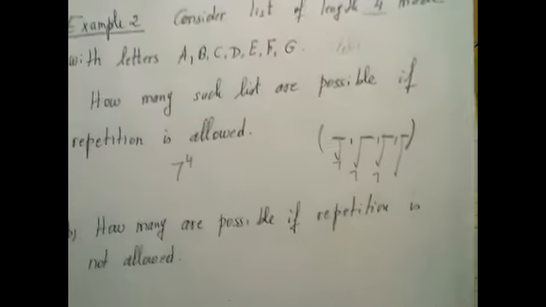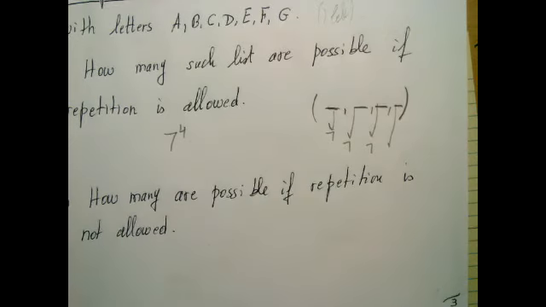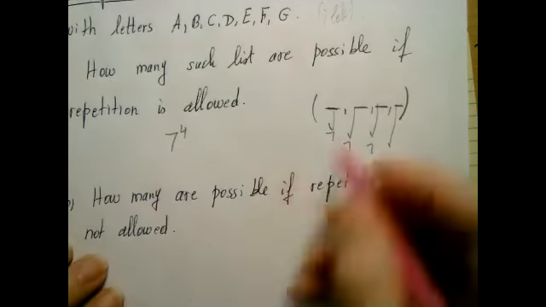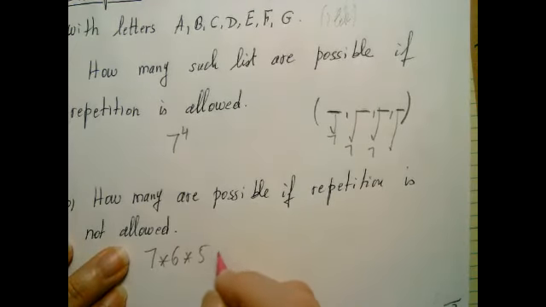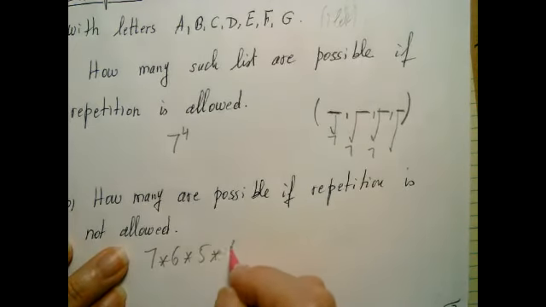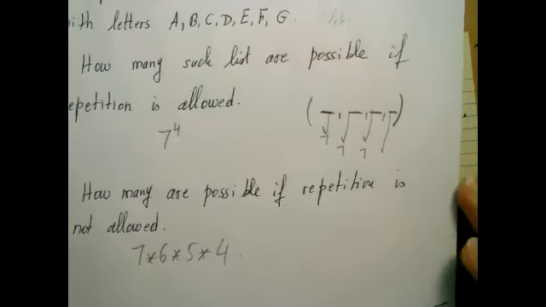Okay, quickly. How many if repetition is not allowed? Again, 7. I have a 6. I have a 5, and I have a 4. Or you can use factorial, but that's not really hard.